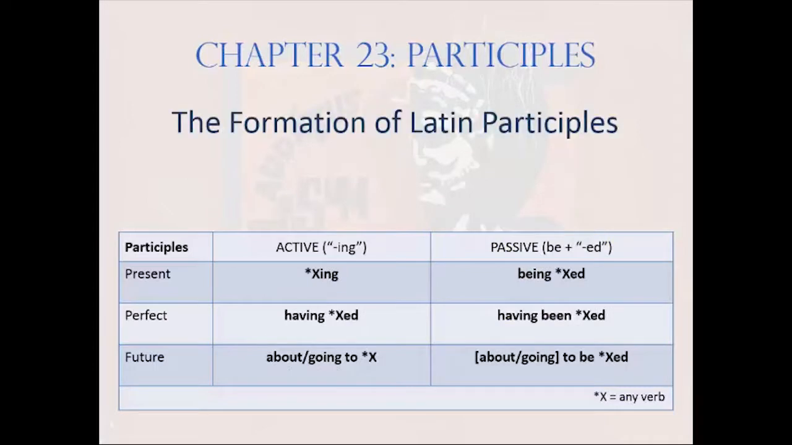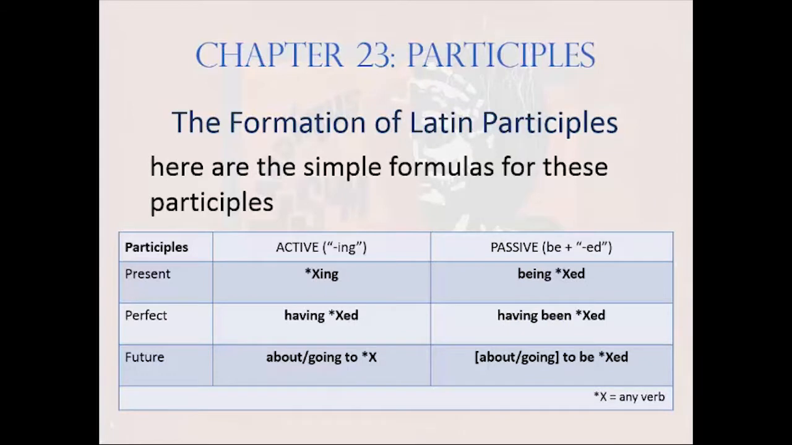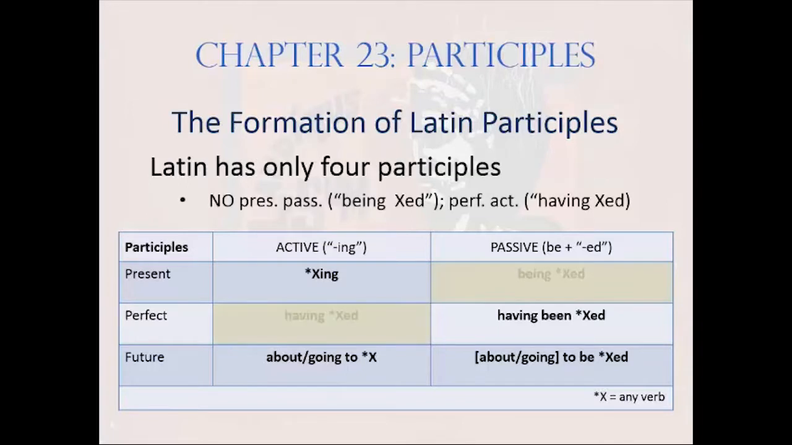Now let's talk about Latin participles. Here are the simple formulas for those participles: verbing, being verbed, and so on. Of these six participles, the Romans had only four. The present passive and perfect active are missing, which, when you're memorizing these forms, is nice. One-third off is a discount most student buyers can't resist.